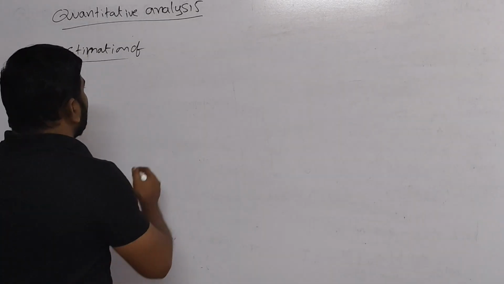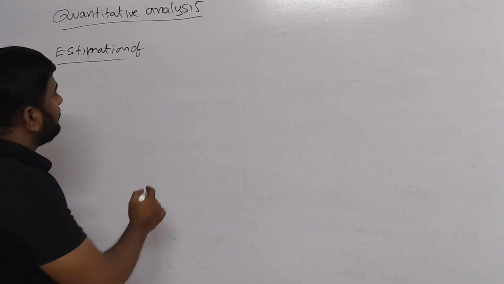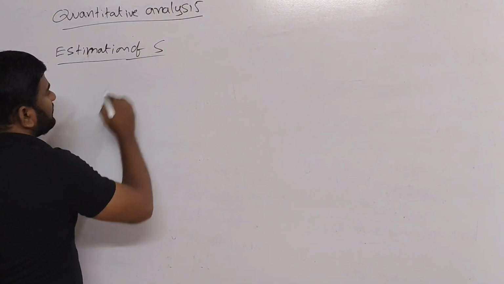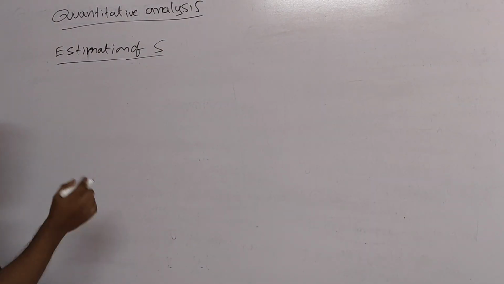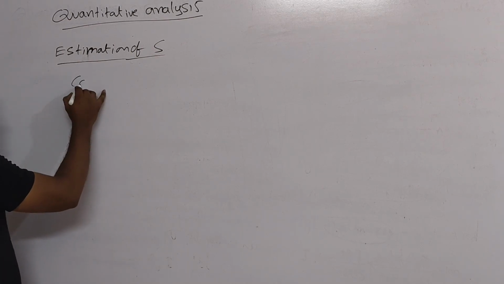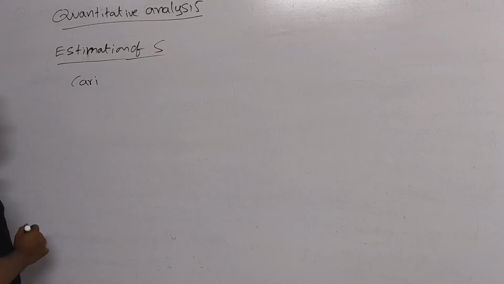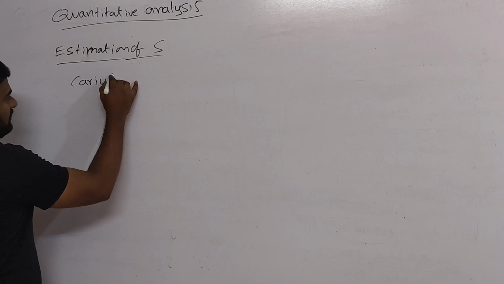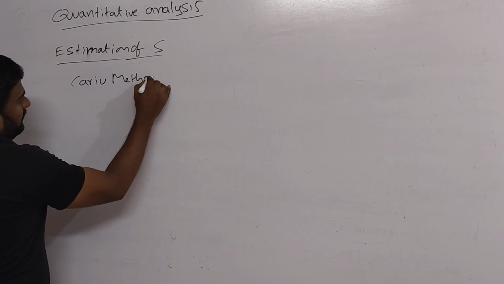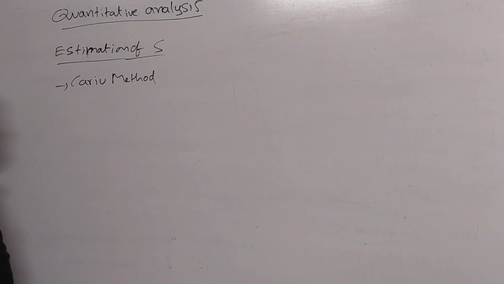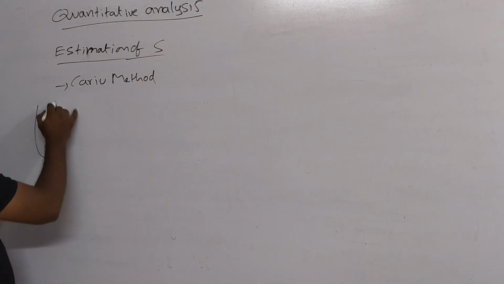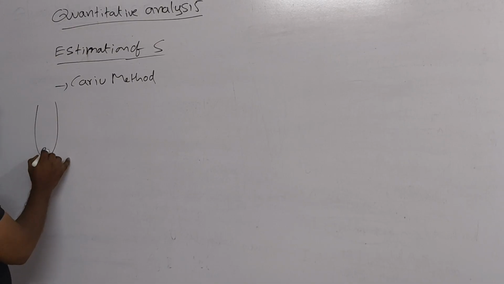Next one is estimation of sulphur. How can we estimate sulphur? Here also the Carius method. Sulphur can also be estimated by the Carius method. In this Carius tube, to the organic compound you have to add fuming HNO3.